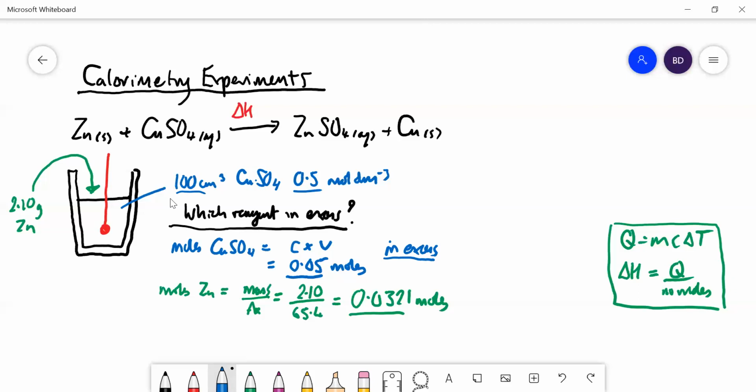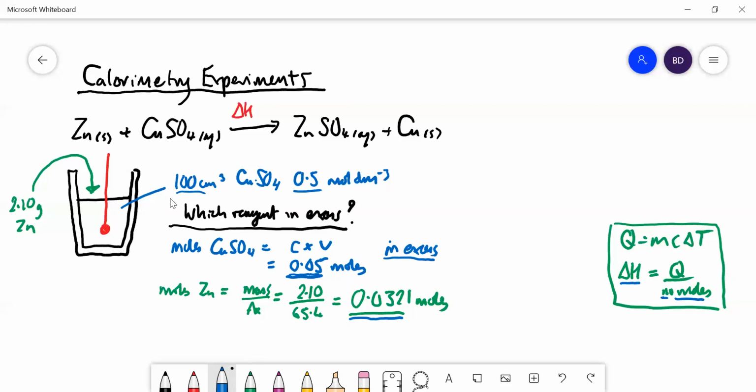It's also important here because when we come to this stage, working out delta H, Q over the number of moles, is it the number of moles of zinc, or is it the moles of copper sulfate that we put in there? Well, hopefully you realize it's the moles of zinc, isn't it? Because not all of the copper sulfate is going to react. You've got 0.05 moles of copper sulfate, but how much of that is actually going to react? It's only going to be 0.0321, because that's the limiting factor, the zinc.